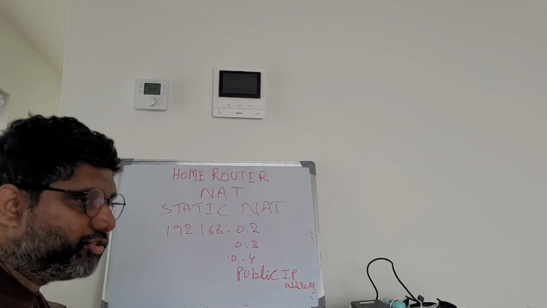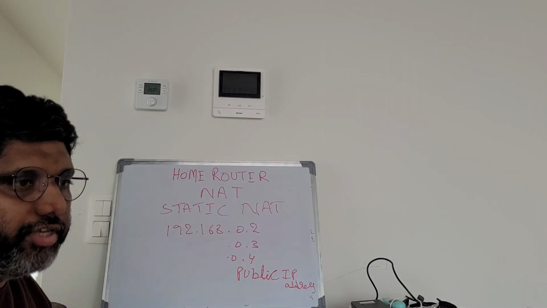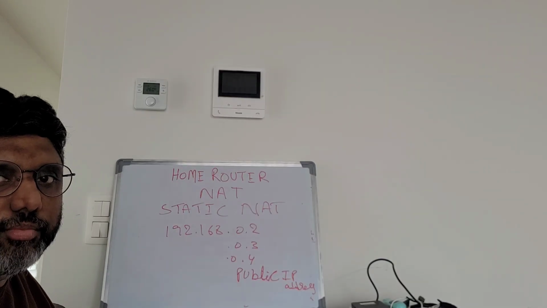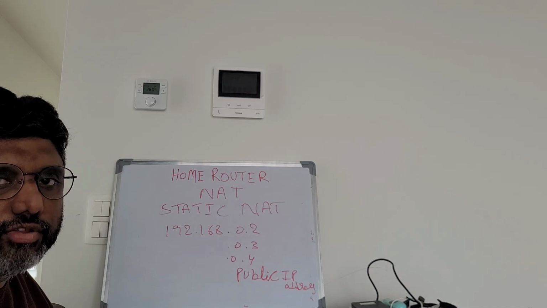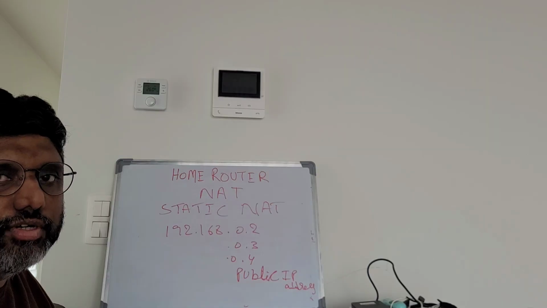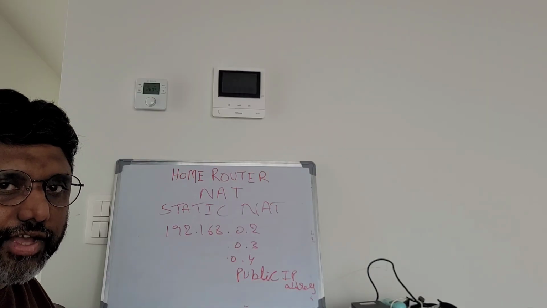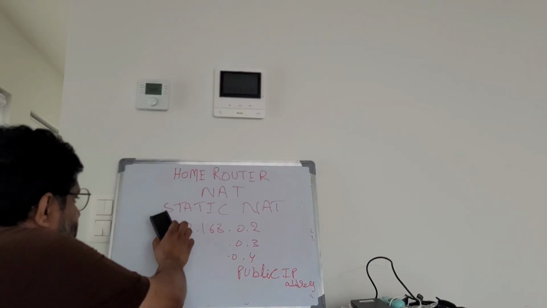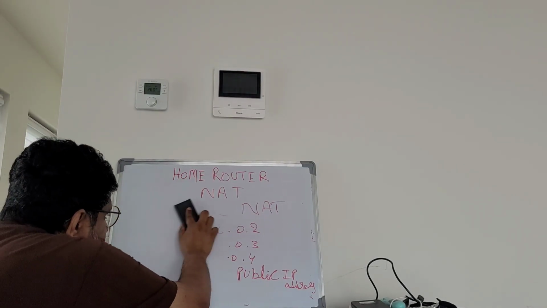So you understood static NAT is one-to-one. Each private IP address on the LAN side will be mapped to a public IP address, that is one-to-one. So it will not solve the IPv4 depletion problem. It is only used to mount your web server on the LAN side of the home router, right? So this is with respect to static NAT.